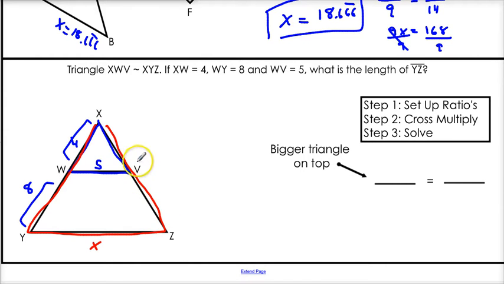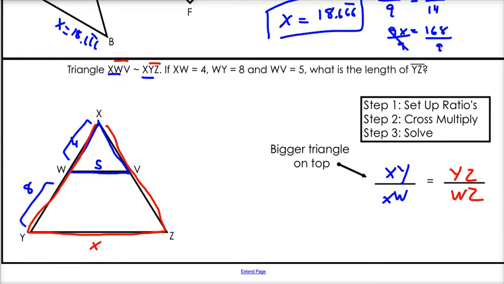Well, what we need to do is set up some proportions, right? So what I want to do is find the corresponding lengths. So I know, let's say that for my bigger triangle, which is right here, that XY is proportional to, if that's the bigger one, XW. Those are the first two in both of them. Those are proportional. I also know that in my bigger triangle, YZ is proportional to WV.